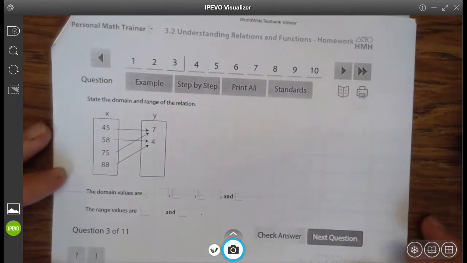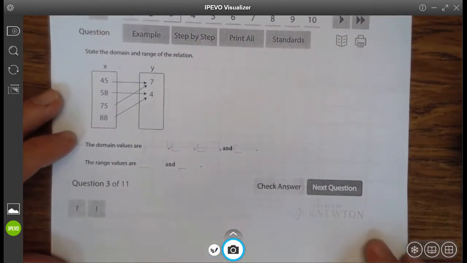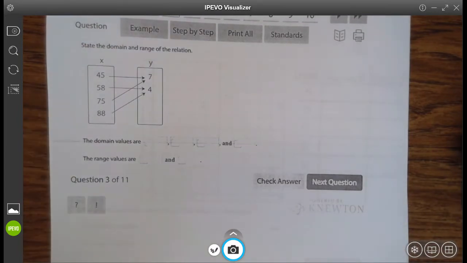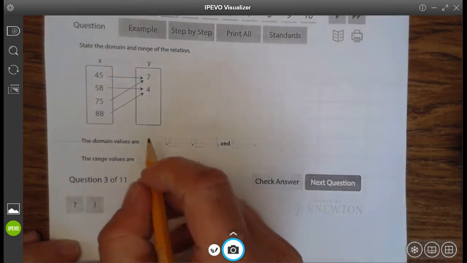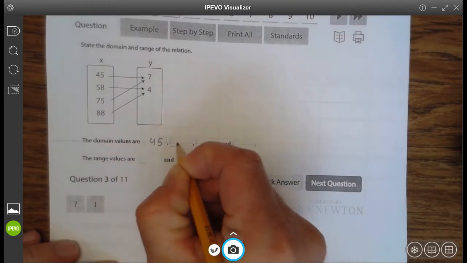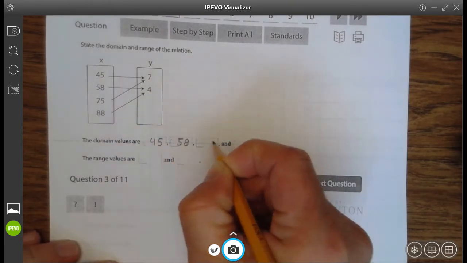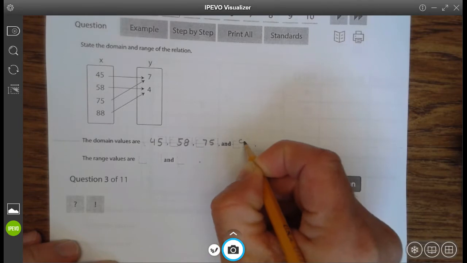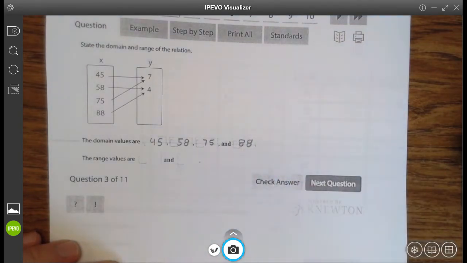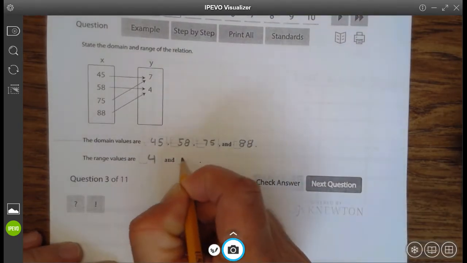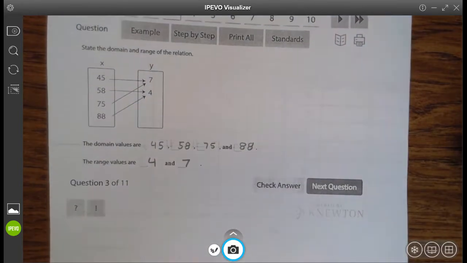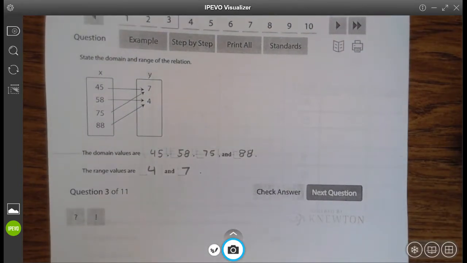All right, let's take a look at example 3. State the domain and range of the relation. The domain is the x values, so that's 45, 58, 75, 88. And the range values are 4 and 7. All right, go and finish up example 3.